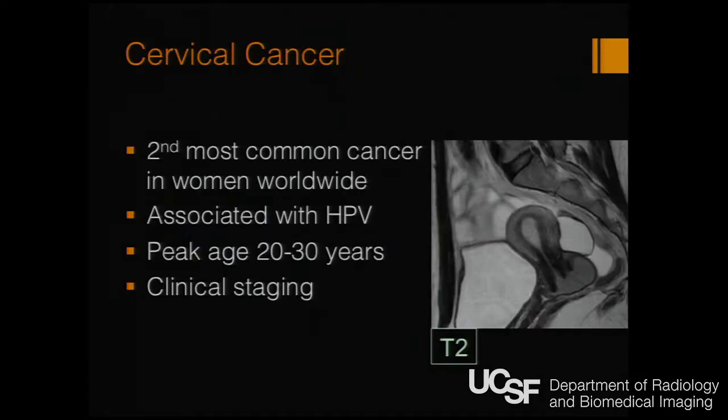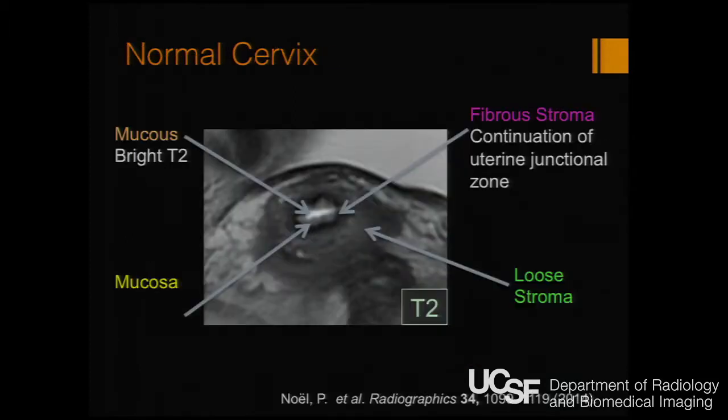Cervical cancer is the second most common gynecologic malignancy worldwide. It's associated with HPV, and it occurs in young women, 20 to 30 years old. And again, because this is a worldwide cancer, the defined staging system is a clinical staging system, but imaging has an adjunct role to play.